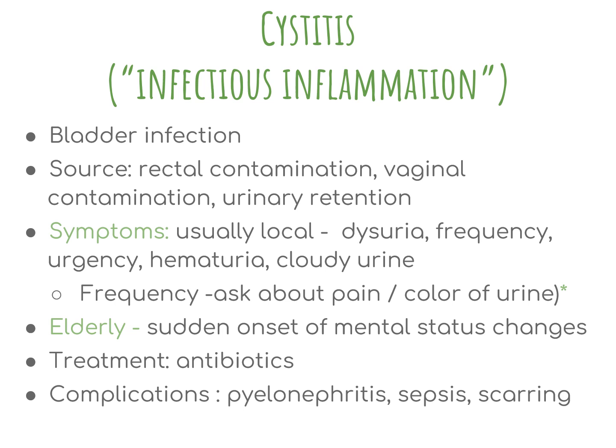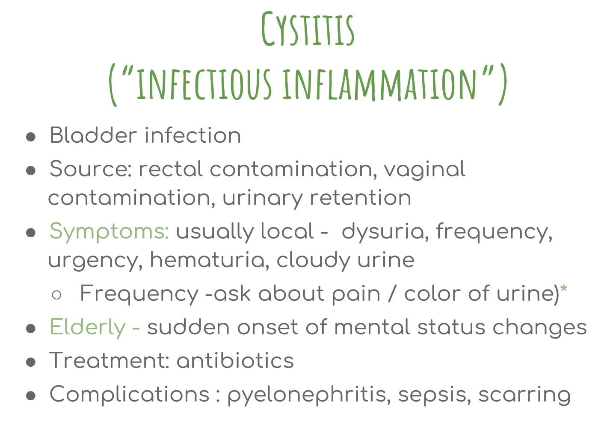Cystitis. Itis really means inflammation, but most of the time infection is the cause, so the term is generally accepted to mean infectious inflammation. Interstitial cystitis refers to non-infectious cystitis. You got to know that bladder infections are much more common than kidney infections. So going off of this, the source is usually rectal contamination, vaginal contamination, as well as urinary retention.